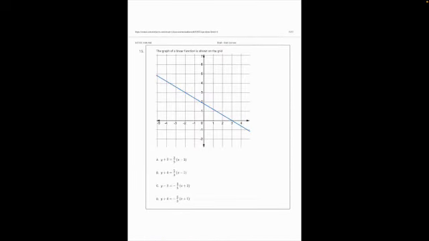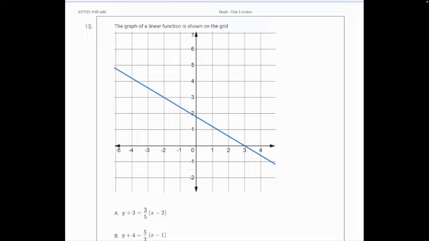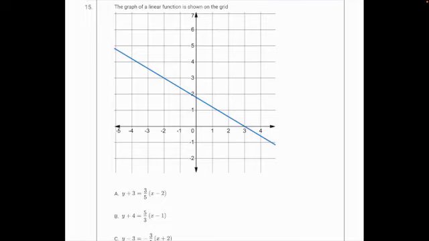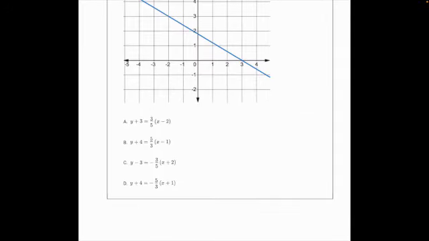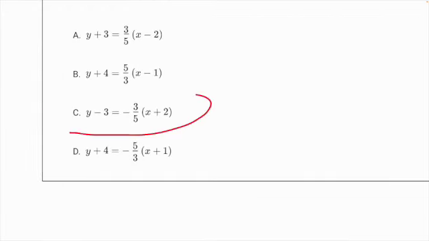All right, let's keep going. Guys, this one here, the graph of a linear function shown on the grid. This one is exactly like number 10. I do want to kind of show you guys what this is going to look like. Go ahead and write down letter C for me.